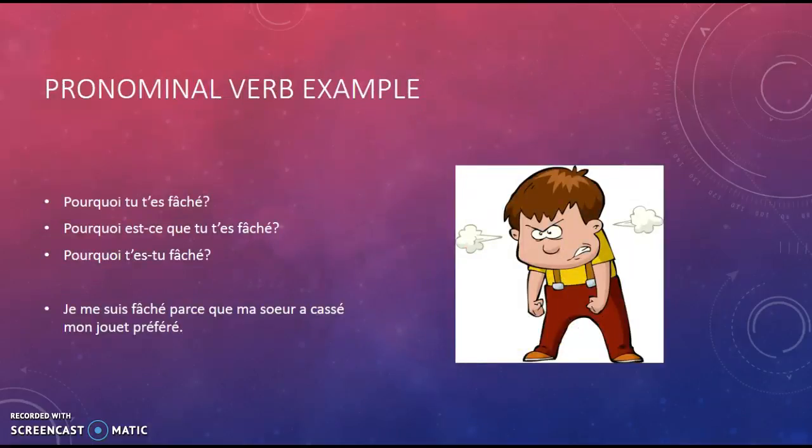And here's an example with the pronominal verb. Remember, those are the ones that have se or s' before them in their unconjugated dictionary state. So this verb, to get angry or to get mad, se fâcher, that we learned recently. Pourquoi tu t'es fâché? Or pourquoi est-ce que tu t'es fâché?